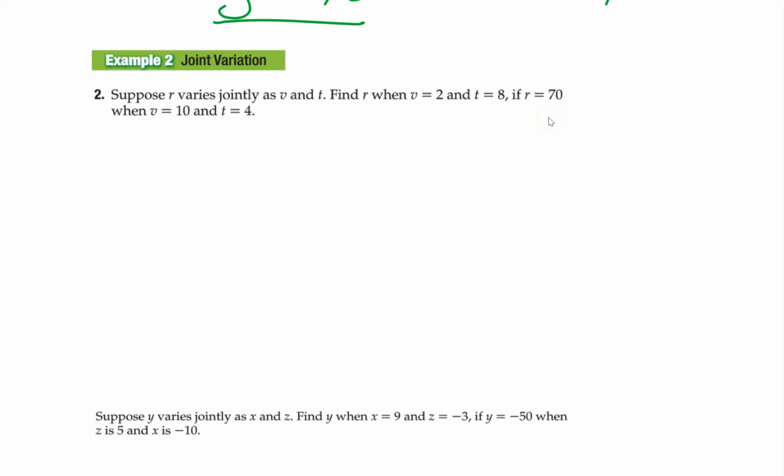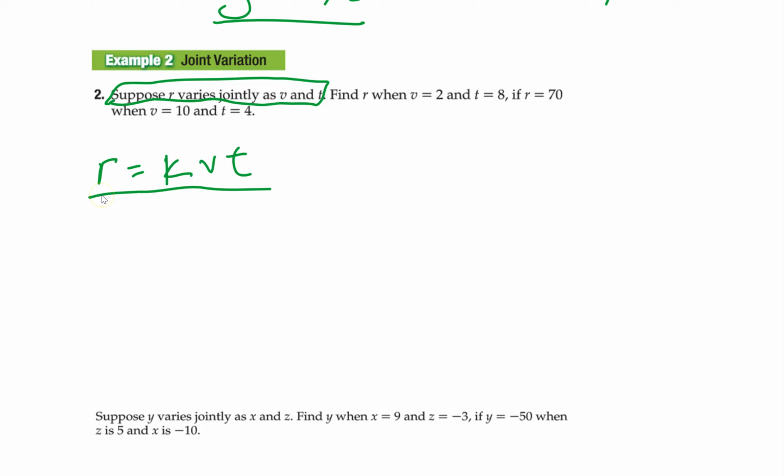Let's do an example. Suppose r varies jointly as v and t. So again, all that means is, okay, r varies, so equals k. Jointly, this means to be more than one, v and t. So, boom, equation. Right? R varies jointly as v and t. Other than that, we do the exact same thing we always do.